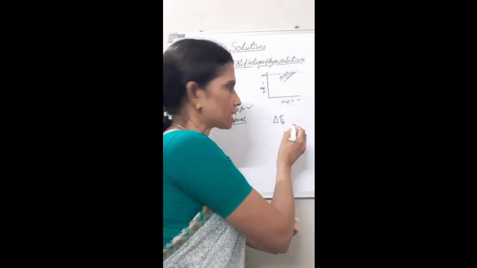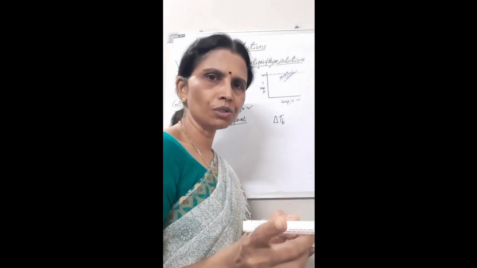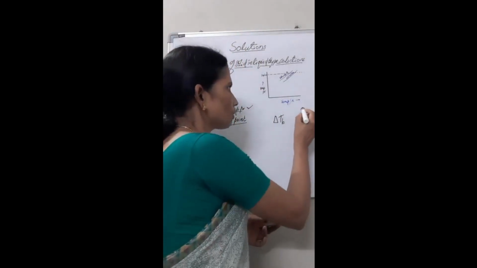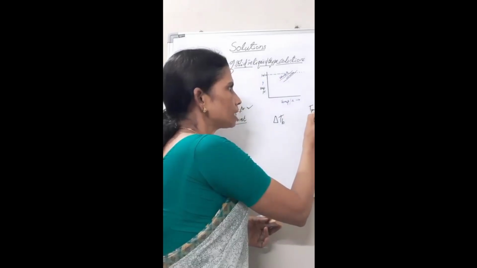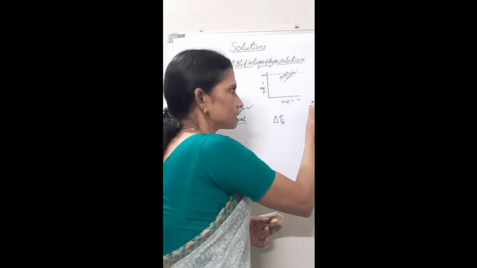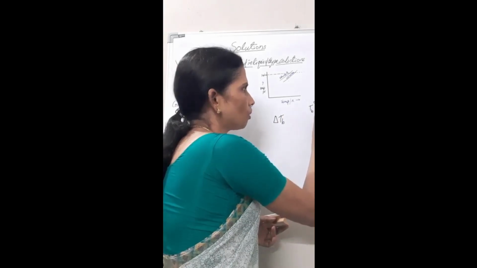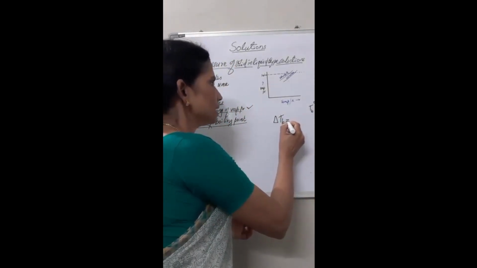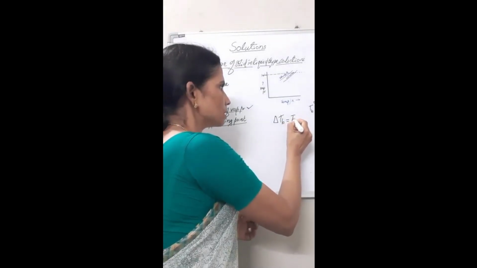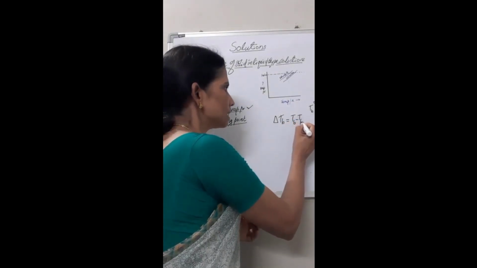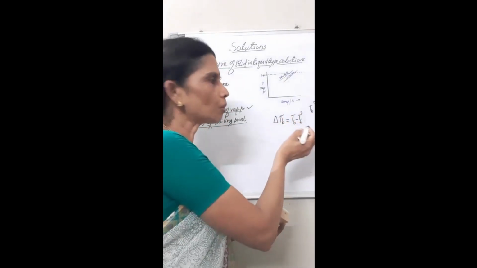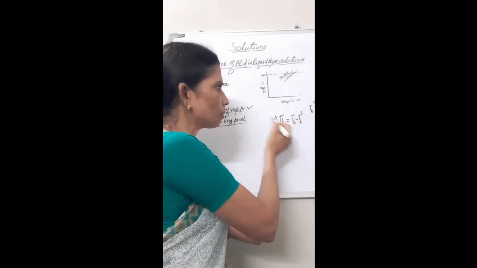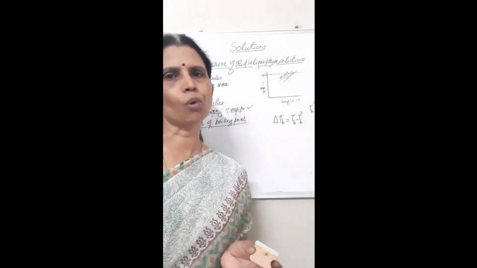Elevation of boiling point. The boiling point of the solution is higher than that of the pure solvent. If the boiling point of the pure solvent is TB0 and the boiling point of the solution is TB, then delta TB is equal to TB minus TB0. The boiling point of the solution is more than that of the pure solvent. This difference in boiling point is called elevation of boiling point.